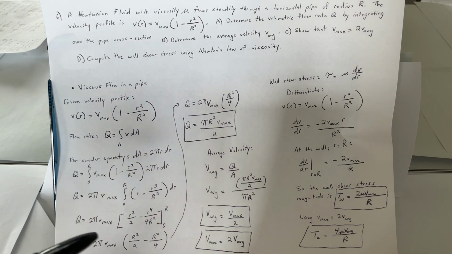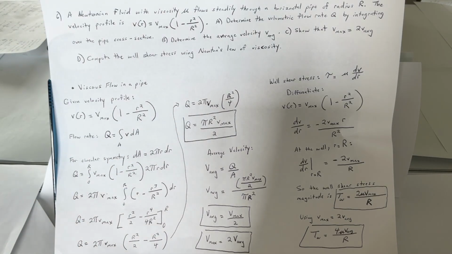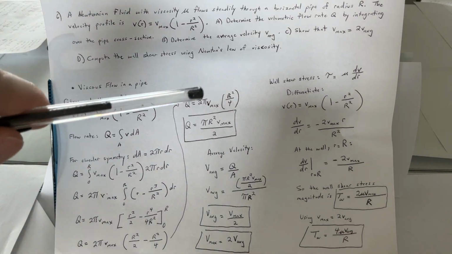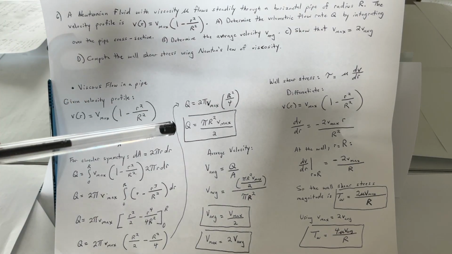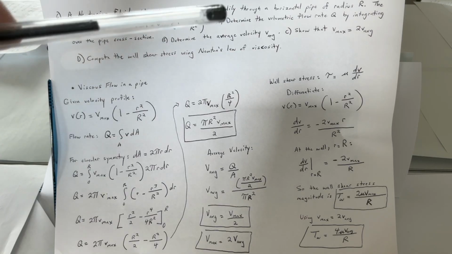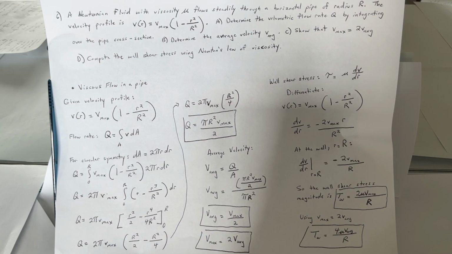And when we integrate this, after we put in our limits of integration, we wind up with this. Substituting, we get, simplifying rather, 2 pi v sub max of r squared over 4. So this is going to be our Q, the volumetric flow rate, pi r squared v sub max over 2. All right, so that takes care of letter A.